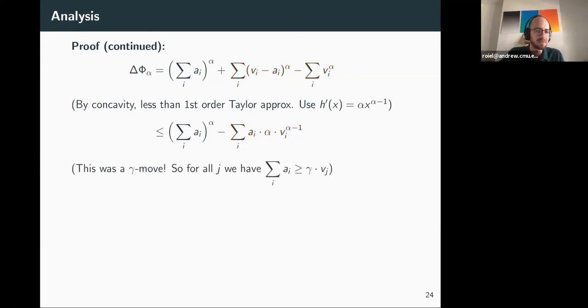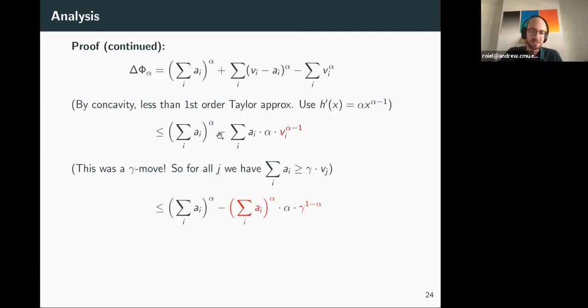But it's not too bad, because recall this moving U was a gamma move. And what is the definition of a gamma move? It means that U's height after the move is gamma times anyone's height before the move. U's height is the sum over i of a_i, as we argued. v_j is the height of any person j that was in between before the move. And so a gamma move means the sum over i of a_i is larger than gamma times v_j.